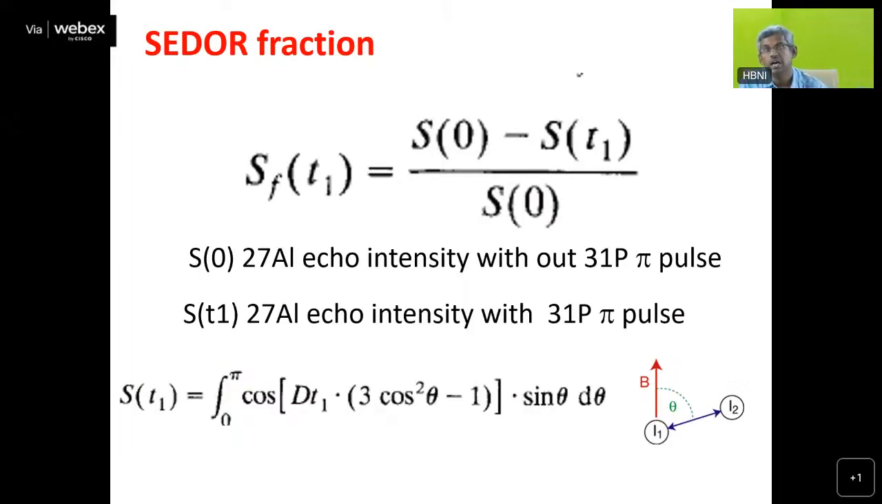Let us see how it is calculated, how you can get this information. There is something called the SEDOR fraction. What is SEDOR? SEDOR is spin echo double resonance. What is a SEDOR fraction? The SEDOR fraction can be expressed by this value, and it can be experimentally determined. How can you determine it experimentally? Because there is a signal called S0. S0 is the aluminum-27 echo intensity without any 31P pi pulse.